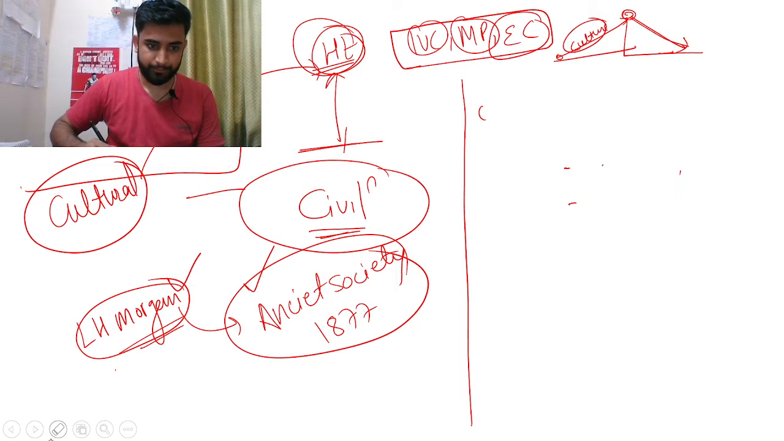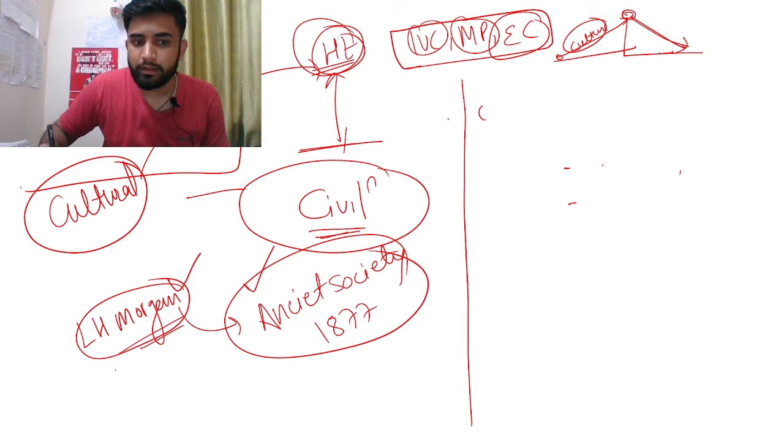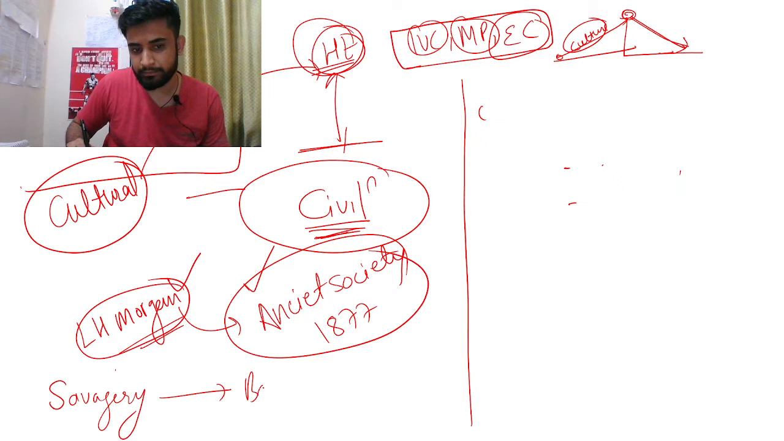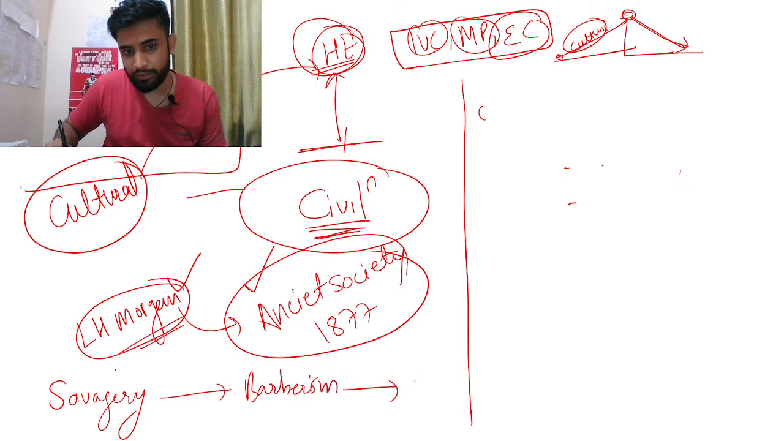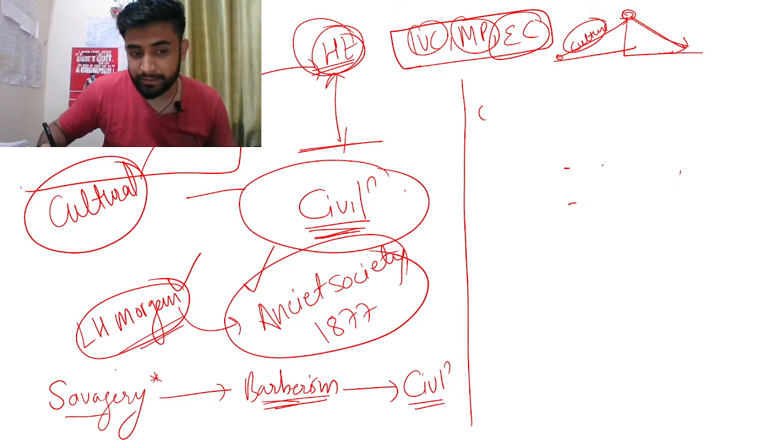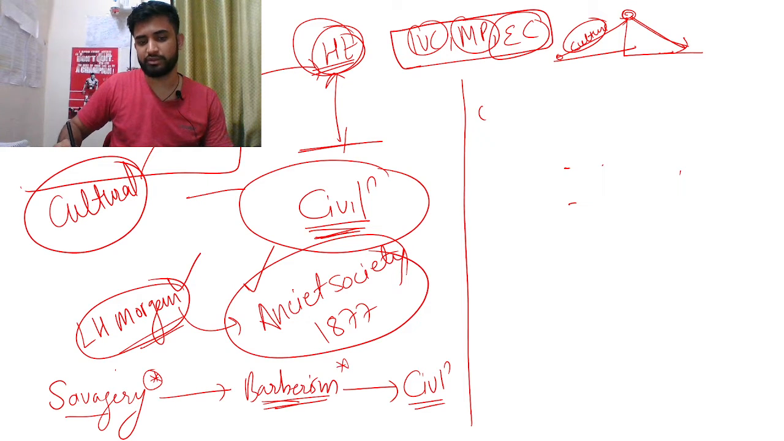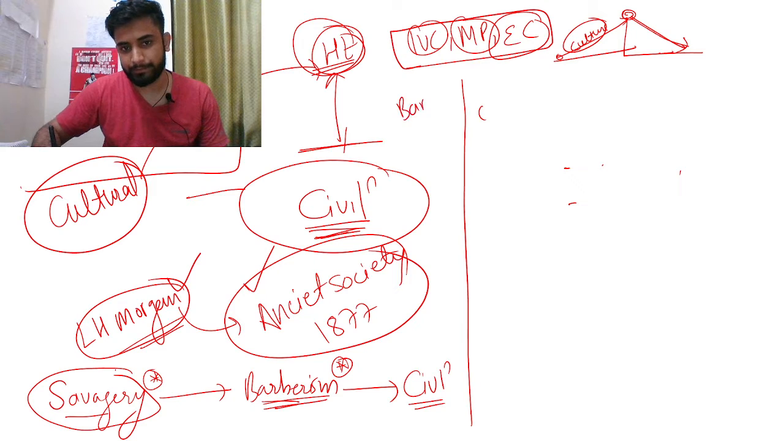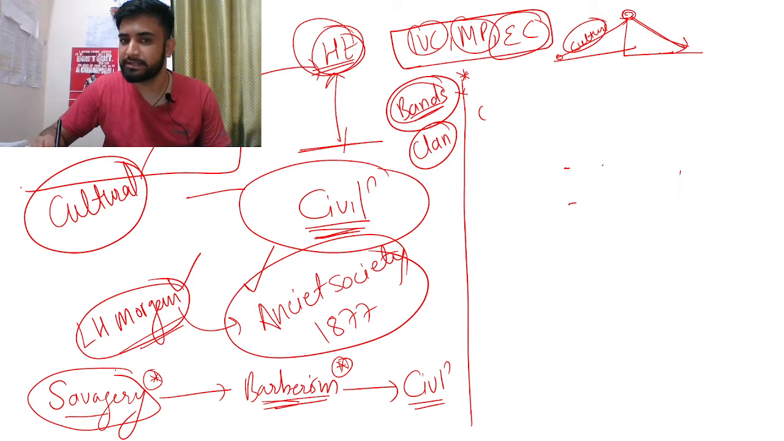So what did L.H. Morgan say? He said that civilization is nothing but a cultural process, cultural evolution, that from savagery we evolved to barbarism, and from barbarism we evolved to civilization. Now you might have heard words like savage and barbaric while watching some Netflix series. What it means is there are people who live in bands. In the third chapter, economic anthropology, and the fourth, political anthropology, we will discuss what a band is and what a clan is. These are reserved for those topics.